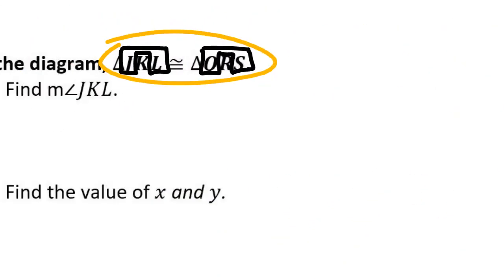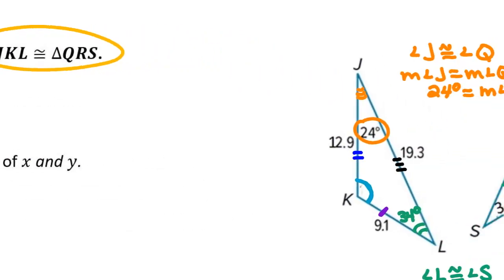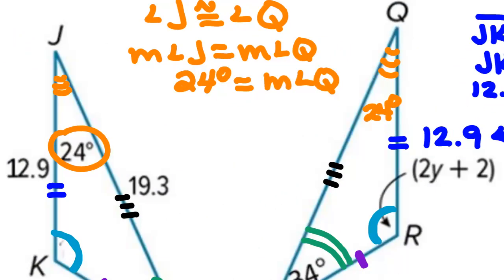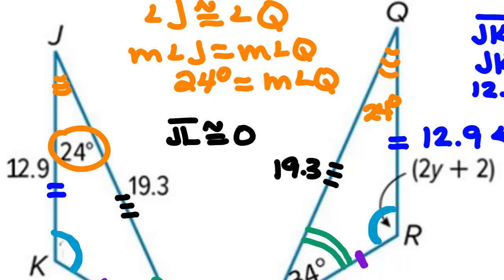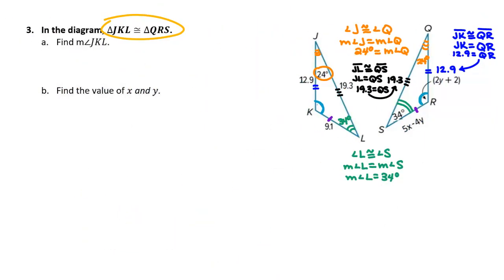How big is JL? 19.3. So that means that QS is also 19.3. Segment JL is congruent to segment QS. So the length of JL is equal to the length of QS. So 19.3 is equal to the length of QS. That's where we're getting this from. So far, so good?